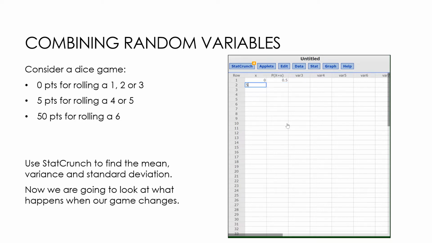Then I'm going to look at my next option. I get 5 points if I roll a 4 or 5. And remember, that would be 2 out of 6, or 1/3. So I'm just going to put several 3s because I want to be as precise as possible. And I get 50 points if I roll a 6, so that's 1 divided by 6, which is 0.1666 repeating, and at the end I'm going to stick a 7 because of course we would round that last digit up.